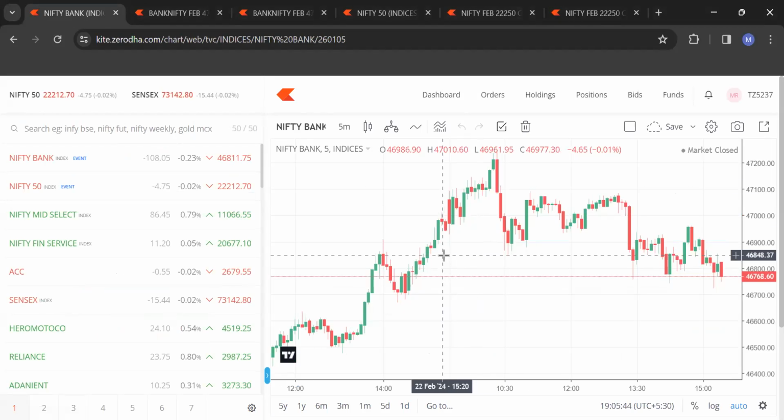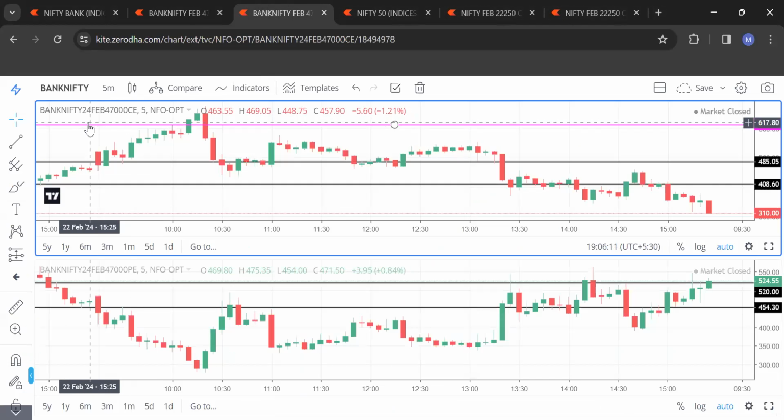Now, the first candle close is 46,969. What is the nearest strike price of 46,969? 47,000. Correct. So we will start with calls and puts of 47,000. So this is 47,000 call and put. Now let's see the first candle.